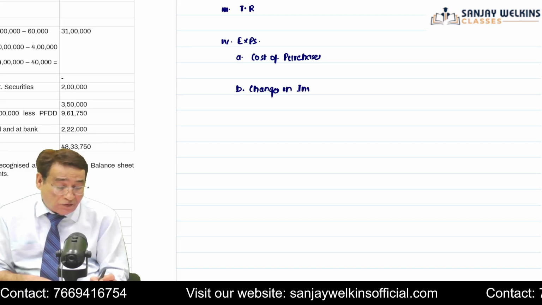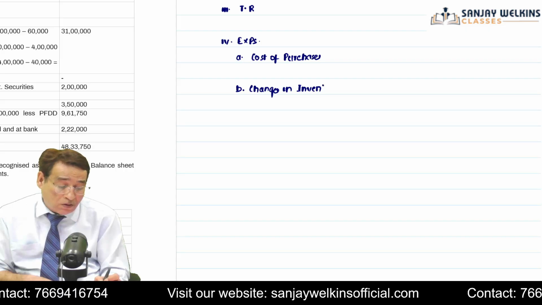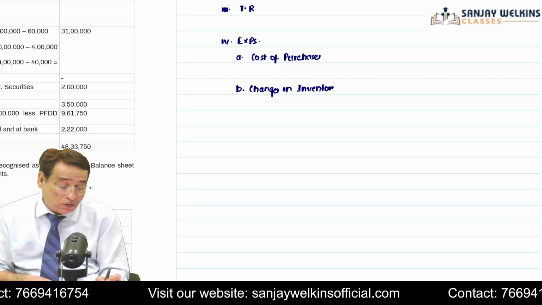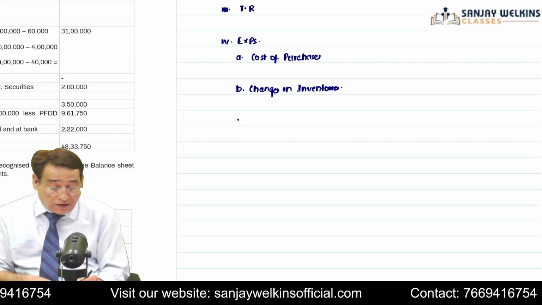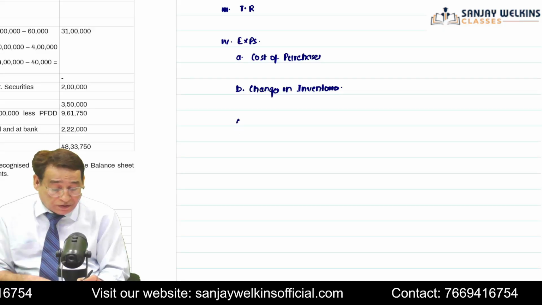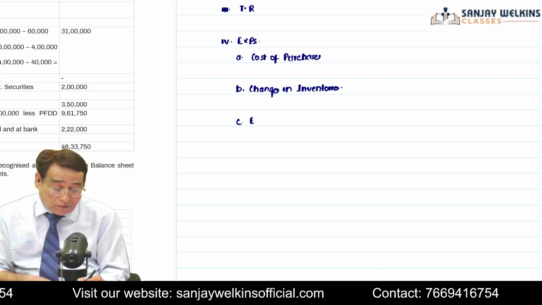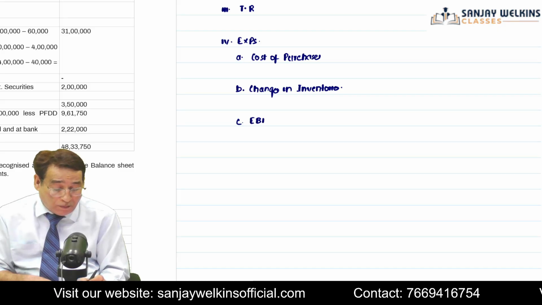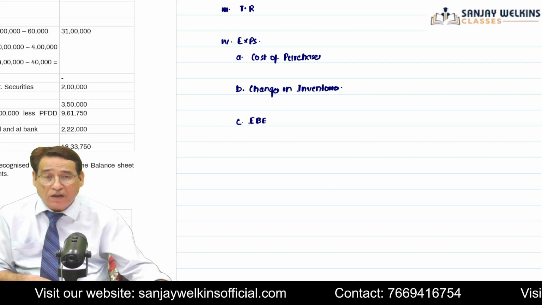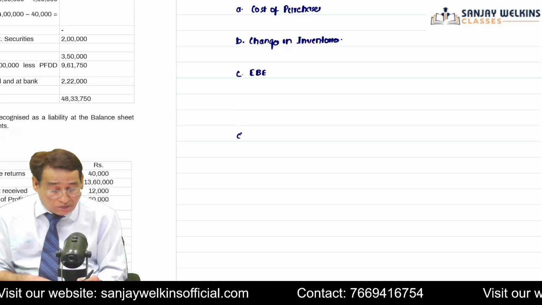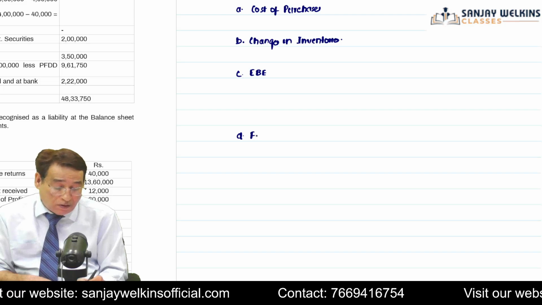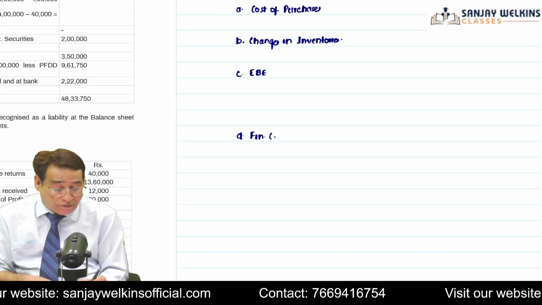Changes in inventories. Then you write here employee benefit expenses. I'm writing in short form, employee benefit expenses. Is it clear to you? Now your fourth category will be your finance cost. Finance cost.